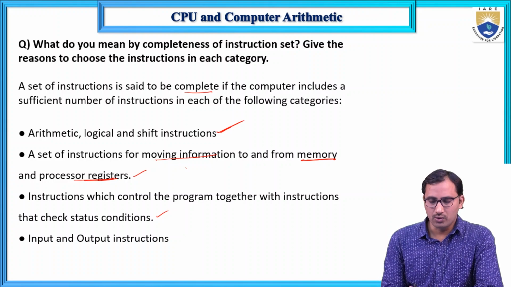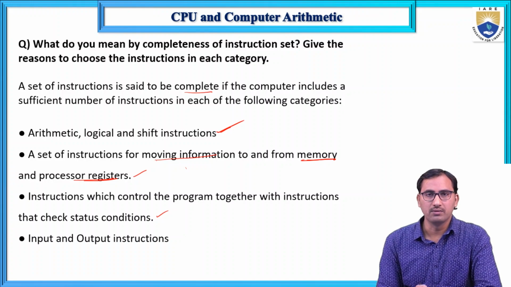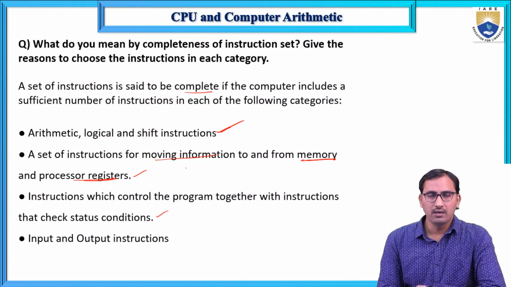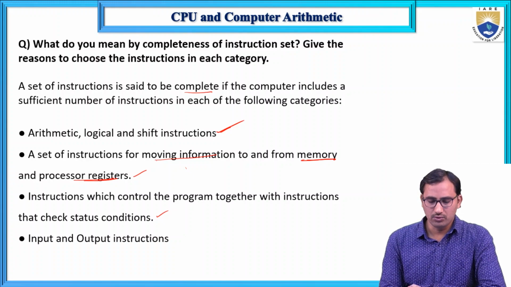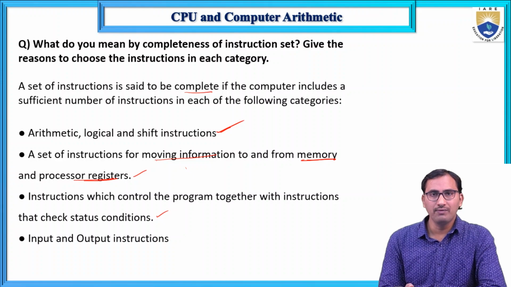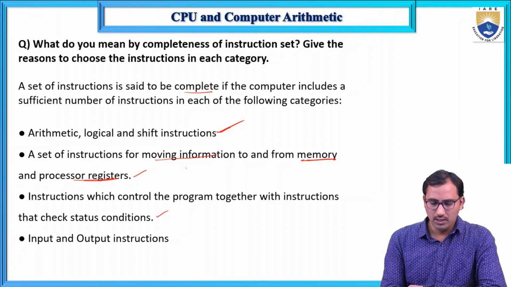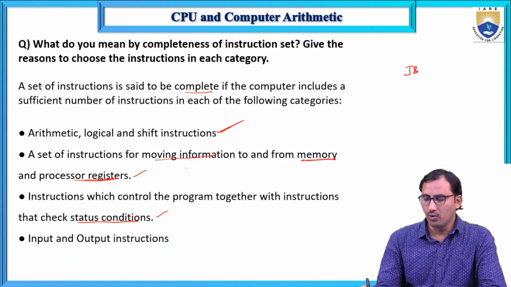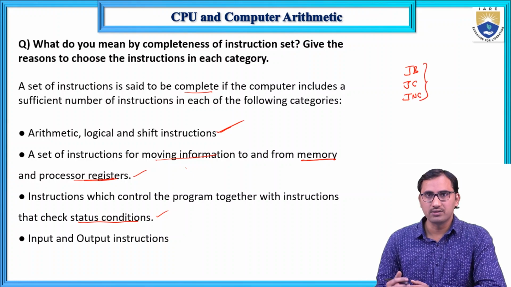Then instructions which control the program, together with instructions that check status conditions. Some instructions are used for branching purpose. Branching means transferring of program control from one address to a new address. That is called branching. This branching will take place upon checking some status conditions like jump if below, jump if carry, jump if no carry. So all these program control instructions will check the condition.